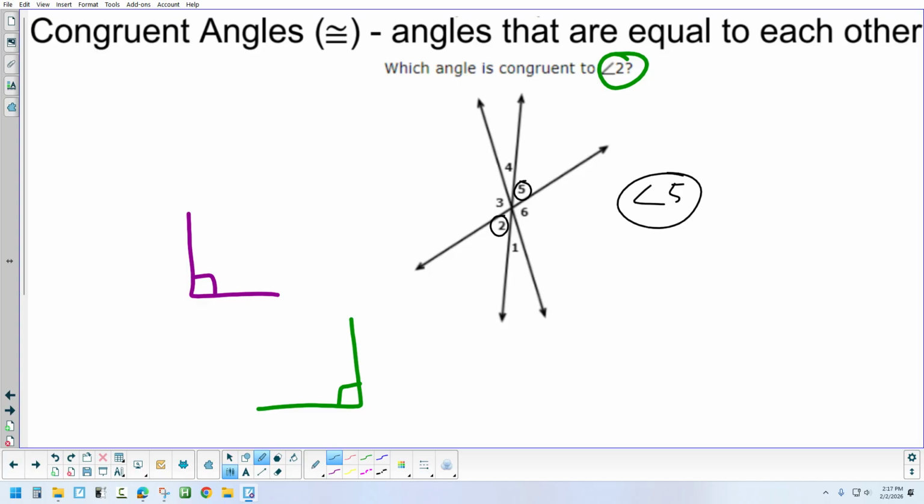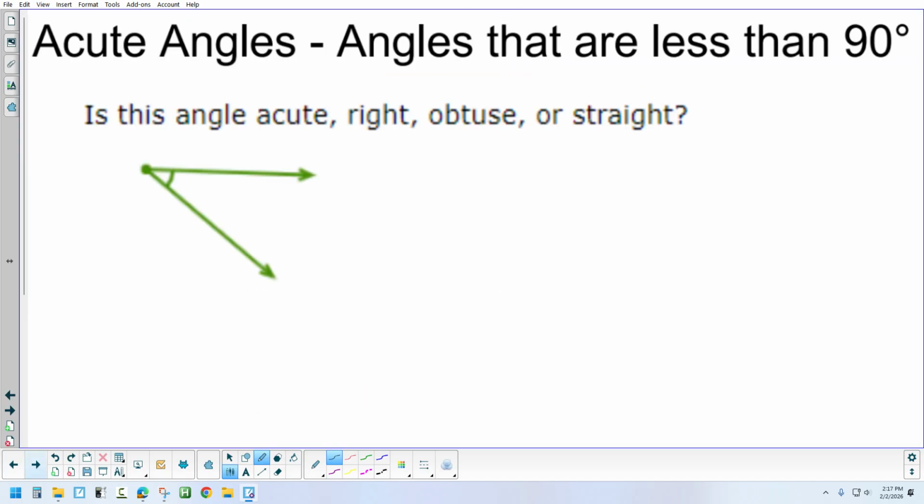Are there any other angles in that picture that are vertical? Again, this is just me asking the question. That's not what they asked. Is there anything else in that picture that's vertical? Yep. 4 and 1. Angles 1 and 4 are definitely vertical. Anybody see another pair of vertical angles? Yep. 3 and 6. Perfect. Okay, so that's congruent.